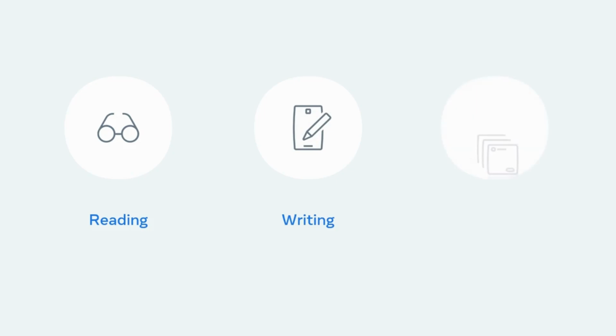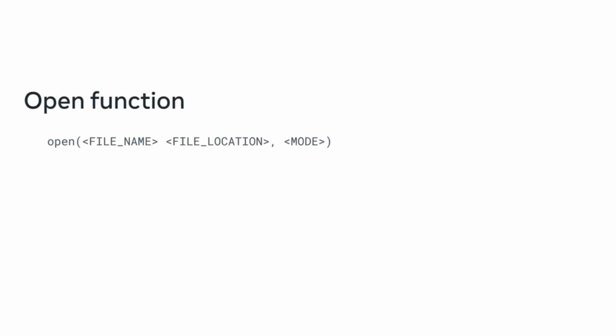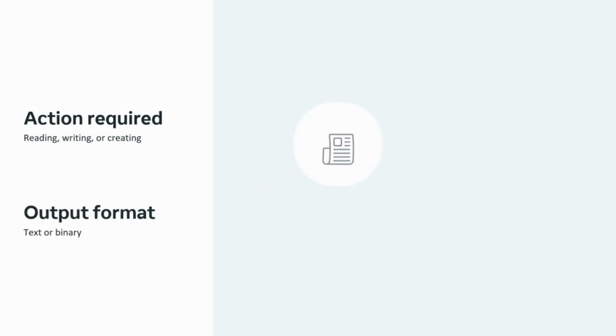There are two file handling functions in Python: open and close. Let's explore the open function first. The open function is used for reading, writing, and creating files. The open function accepts two arguments. The first is the file name and/or the file location, and the second argument is the mode. The mode indicates what action is required, such as reading, writing, or creating. It also specifies if you want the file output in text or binary format.